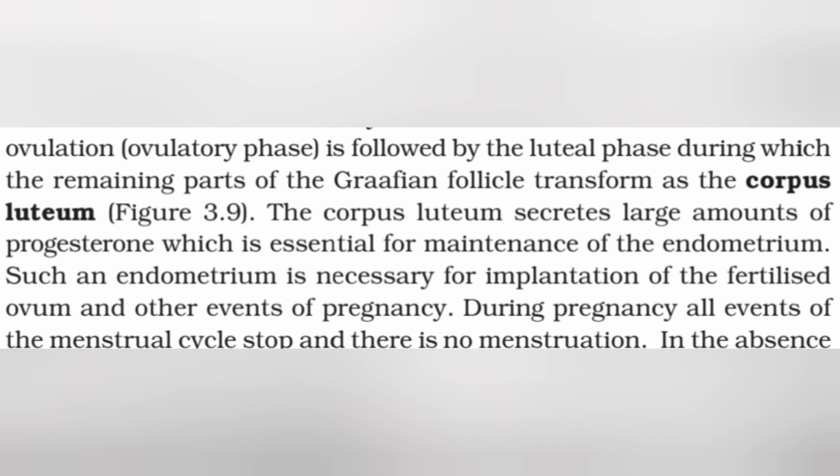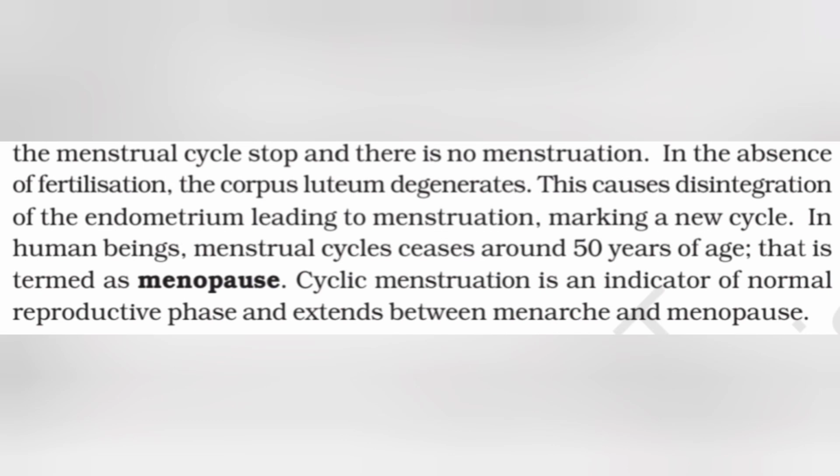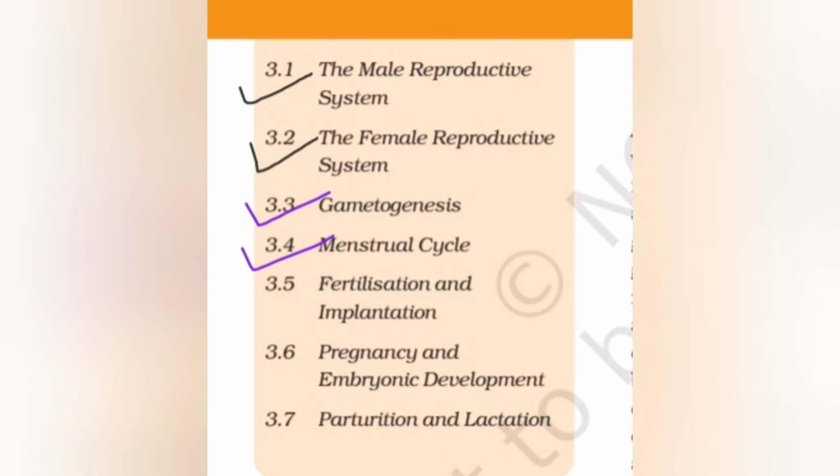In the absence of pregnancy, the corpus luteum degenerates. This causes disintegration of the endometrium, leading to menstruation and marking the next cycle. In human beings, the menstrual cycle ceases around 50 years of age, which is termed menopause. Mark the terms: the start is termed menarche and the ending is known as menopause. Cyclic menstruation is an indicator of the normal reproductive phase that extends between menarche and menopause.